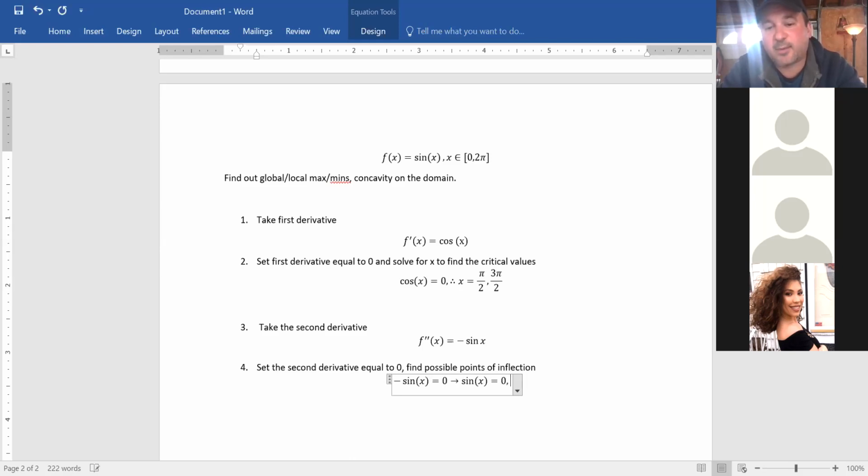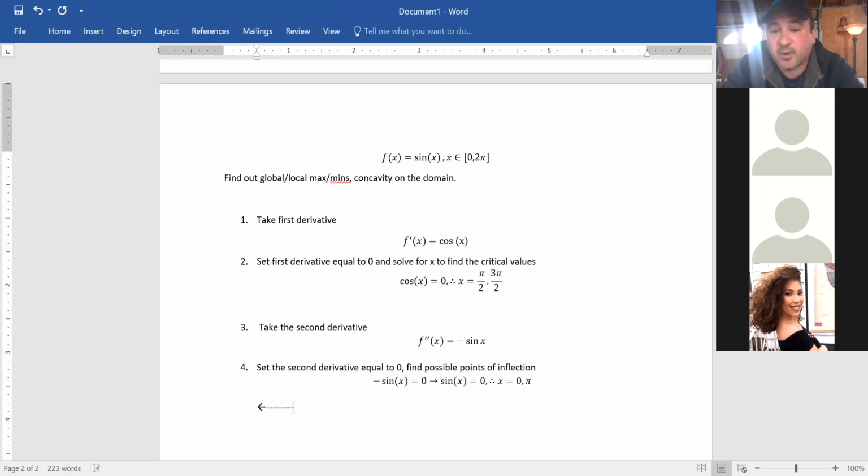And when does that happen? Sine is your vertical distance to the horizontal axis. That happens at the 3 o'clock and at the 9 o'clock positions. So at angle 0 and at angle pi. So that's when sine and negative sine of x are equal to 0. Those are possible points of inflection. We can go ahead and now run the test on that.